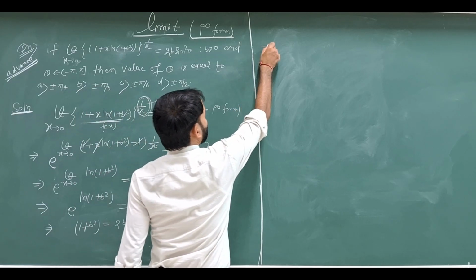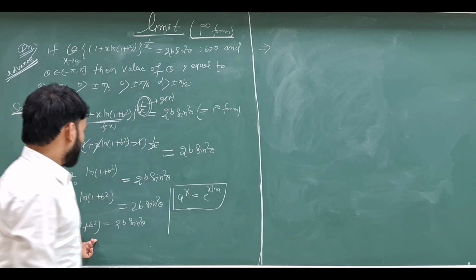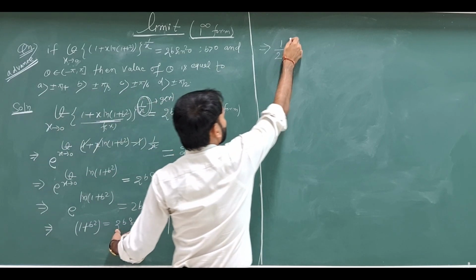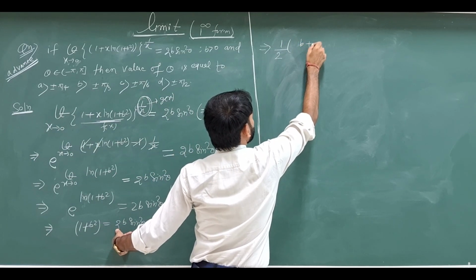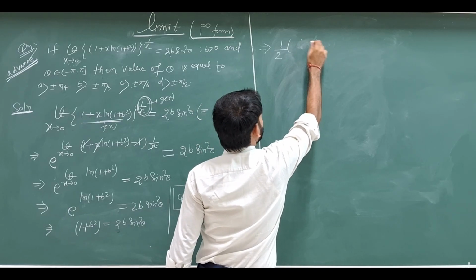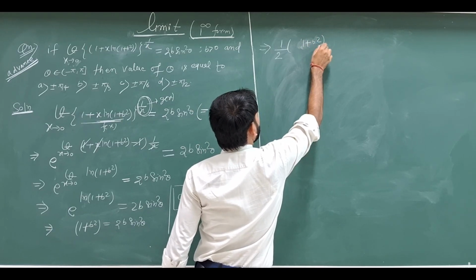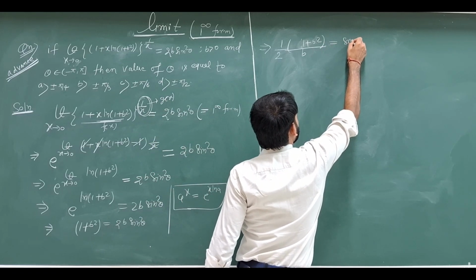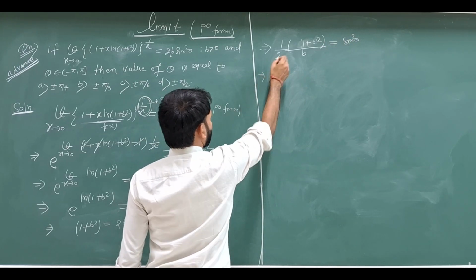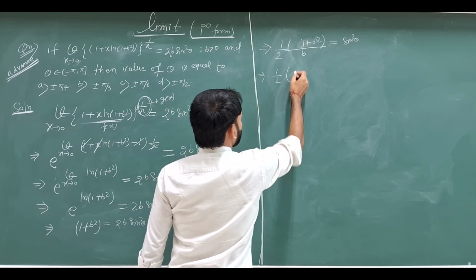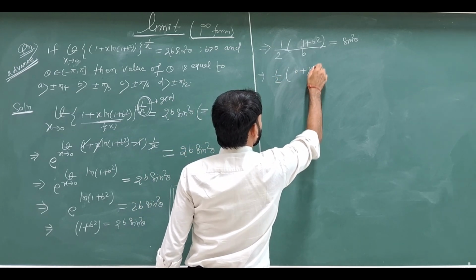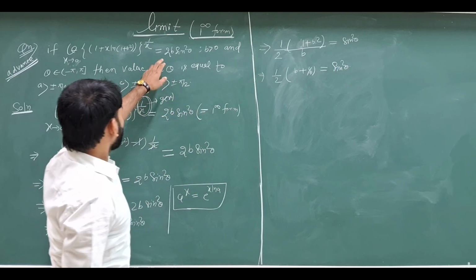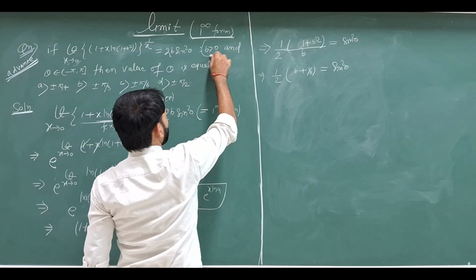And here, the rest you can simplify: 1 by 2b, 1 plus b square divided by b, and this quantity goes to sin square theta. After simplification, 1 by 2 (b plus 1 by b) is equal to sin square theta. Here you can see b is a positive quantity.